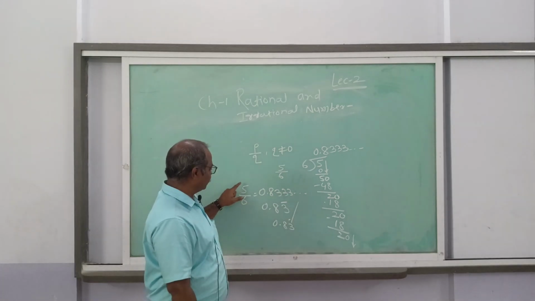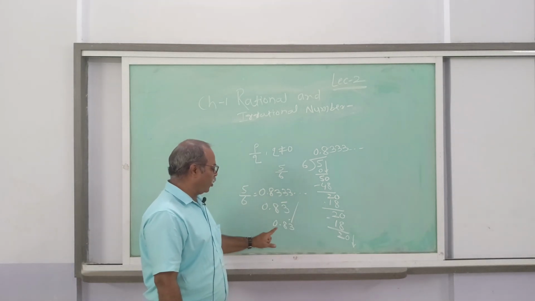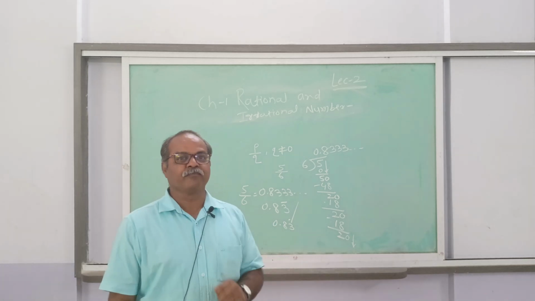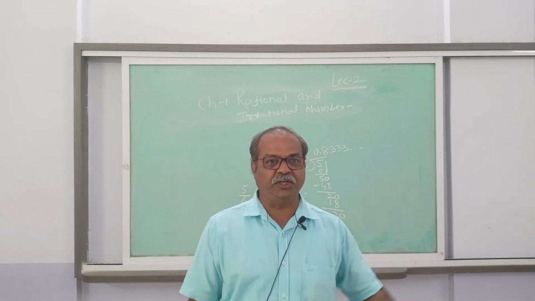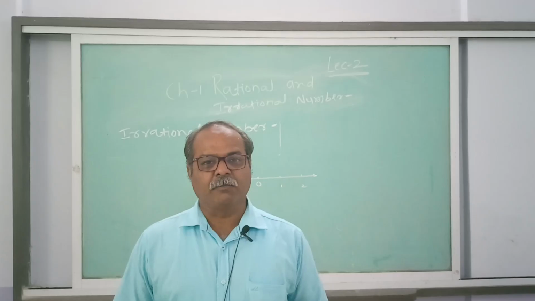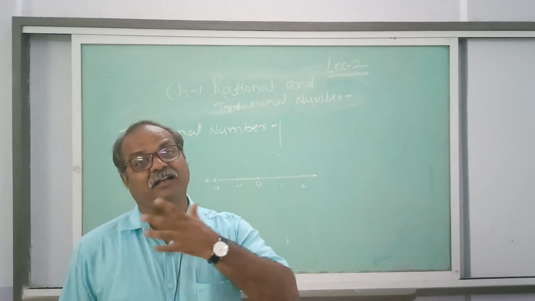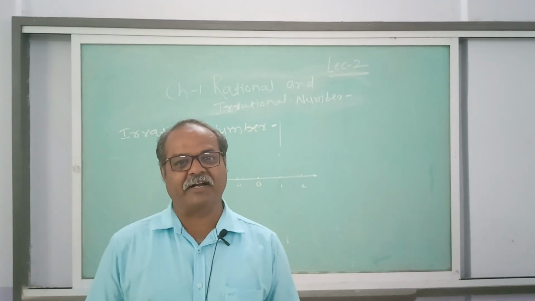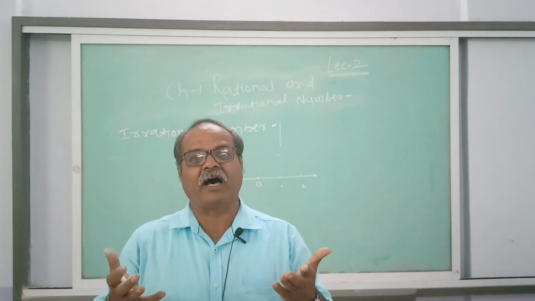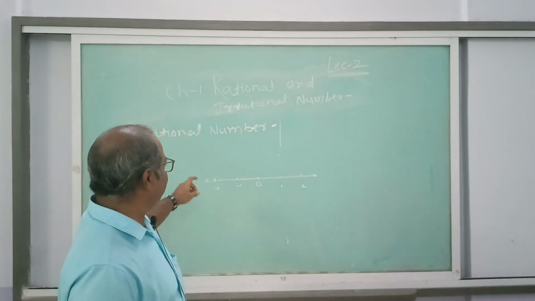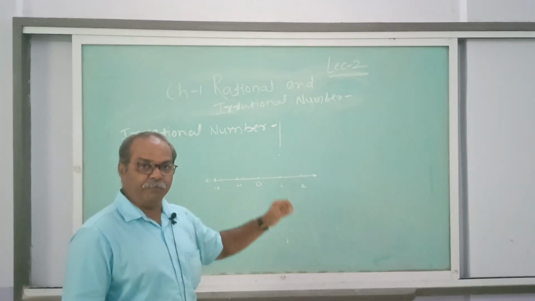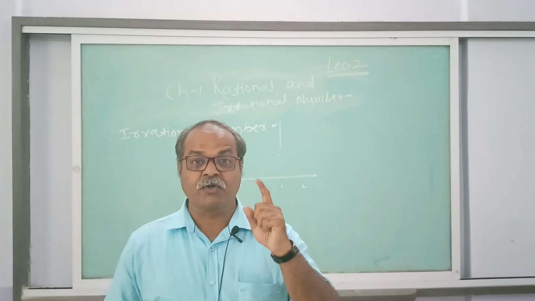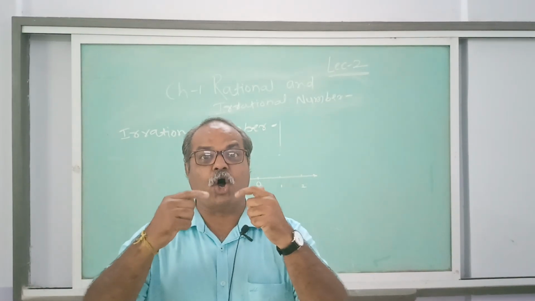That means we express 5 by 6 in the form of 0.83 bar or 0.83 dot. Some numbers are not represented in the form of non-terminating and recurring. What are they called? They are called irrational numbers. What is the meaning of an irrational number? When numbers are represented in the form of non-terminating and non-recurring decimals.